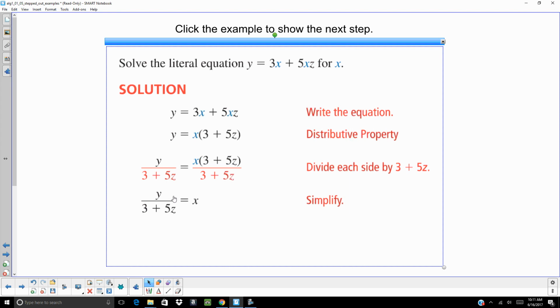And I'm not going to get too concerned or think that I've done something wrong if I get an answer that looks kind of complicated. Sometimes that's going to happen. I'm going to end up with some weird looking fractions here. It doesn't mean I've done something wrong or incorrect. It's just what it is. In this case, x equals y over 3 plus 5z.